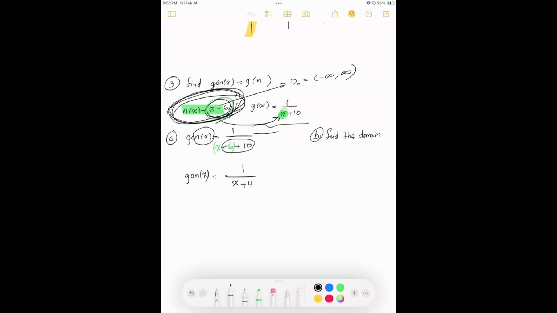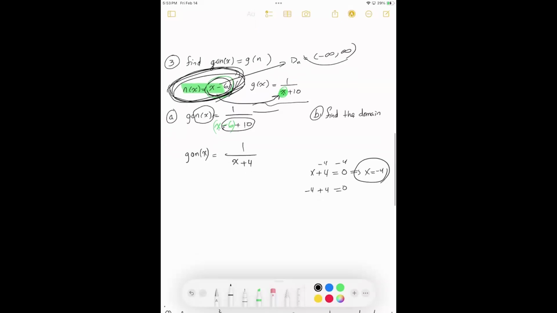But what about the final outcome? The final outcome is a rational function. You can't put everything in here because negative 4 will make this 0. So subtract 4 from both sides, you get x is negative 4. That's your bad point. You don't want to have a negative 4 here. So your domain is going to be negative infinity all the way to negative 4, excluding negative 4, and then from negative 4 to infinity.